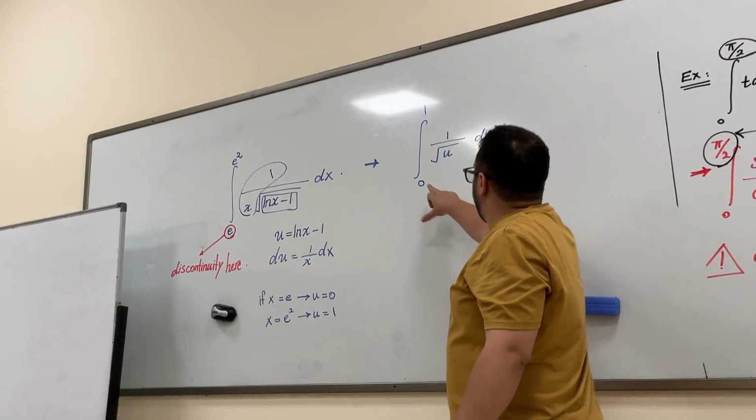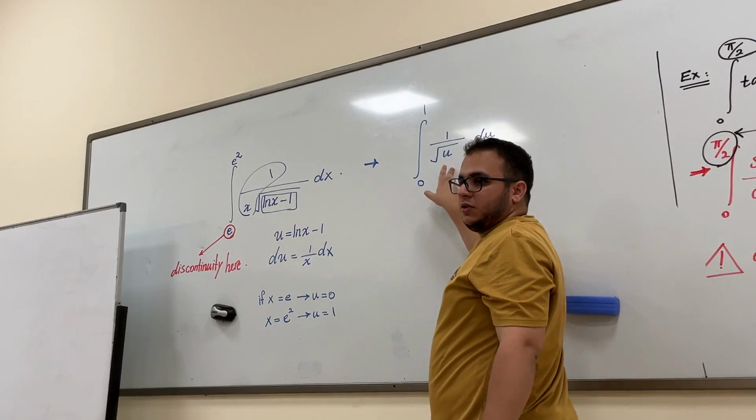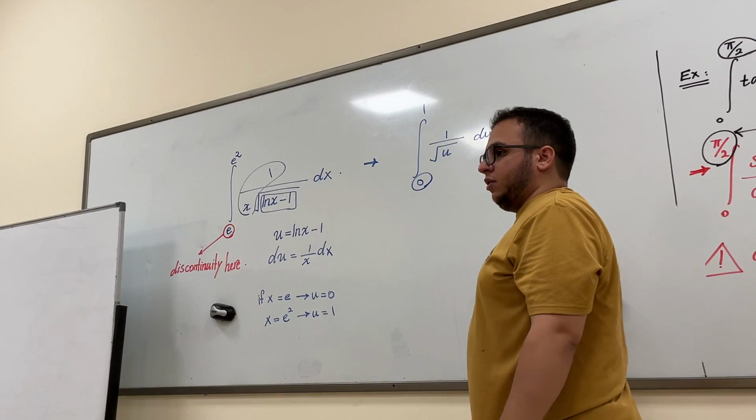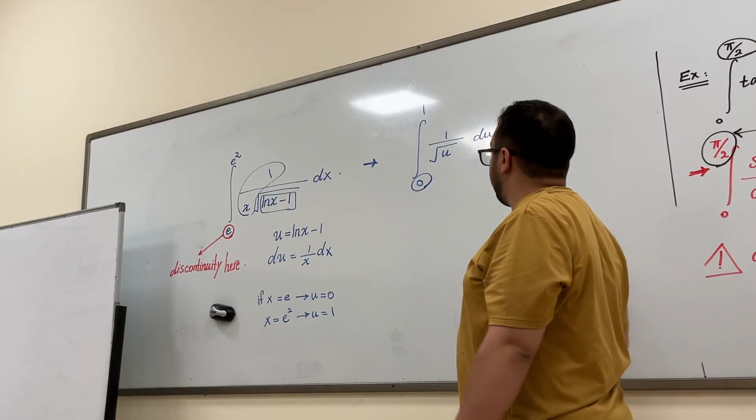Still the problem is here. If you plug in, it's clearly discontinuous here. So I'm going to replace it with t. How do you integrate 1 over root u? Does anyone know? How do you do that?